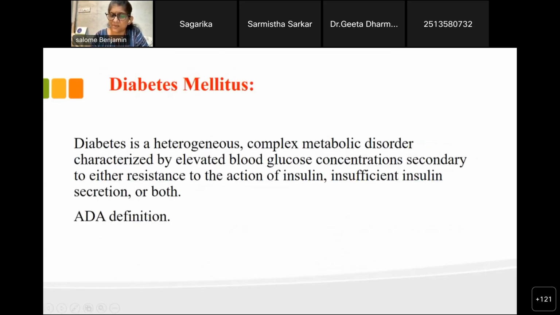Yes, so we come to diabetes mellitus. It's a heterogeneous, complex metabolic disorder characterized by elevated blood glucose concentrations secondary to either resistance to the action of insulin or insufficient insulin secretion, or maybe both. We know this ADA definition very well, so I'm sure I don't need to explain this further.